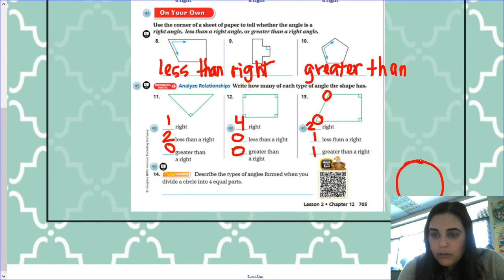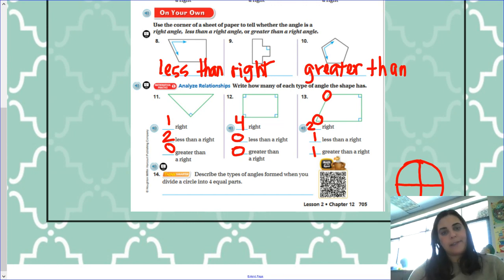So we know we can cut it in half. That's 2 equal parts. Cut it in half again. That's another 2 equal parts. Now look at the angles that we just made.